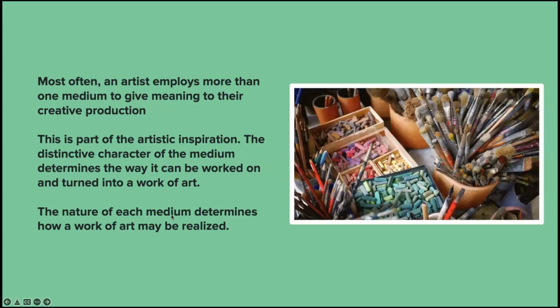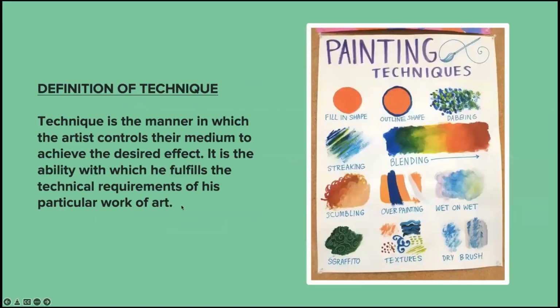Okay, class? So now to proceed, the technique. I also mentioned technique at the beginning, no? The technique and the medium. When you talk of medium, you talk of technique also. Why? Because technique is the manner in which the artist controls their medium to achieve the desired effect. It is the ability with which the artist fulfills the technical requirements of their particular work of art. So when you talk of medium, you talk of technique also.